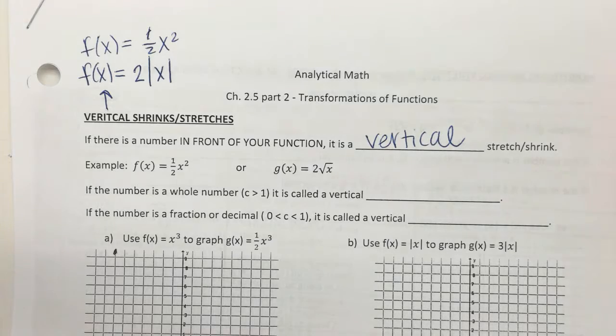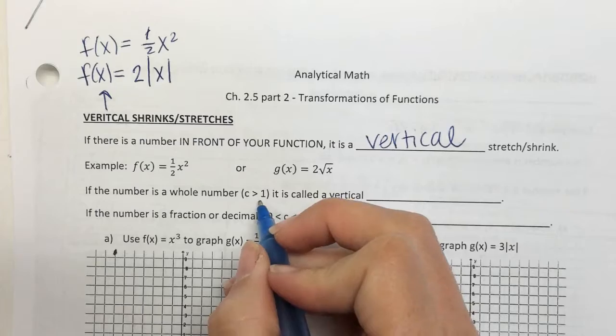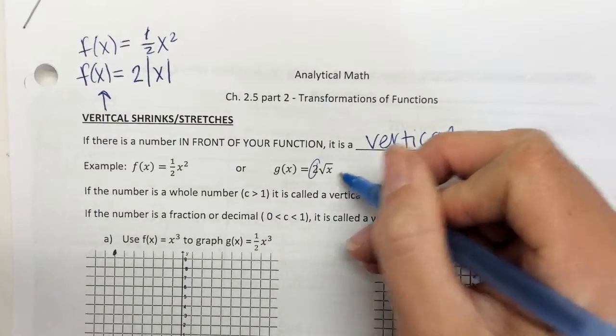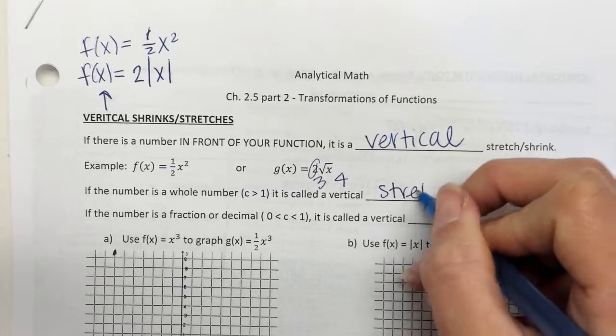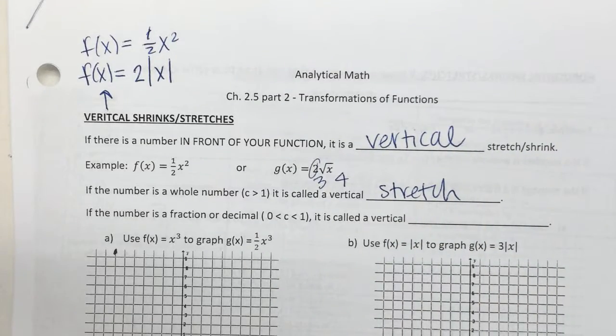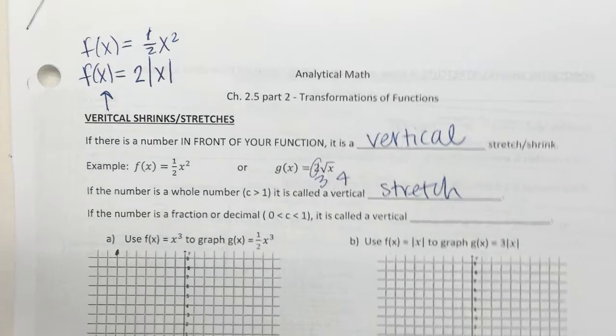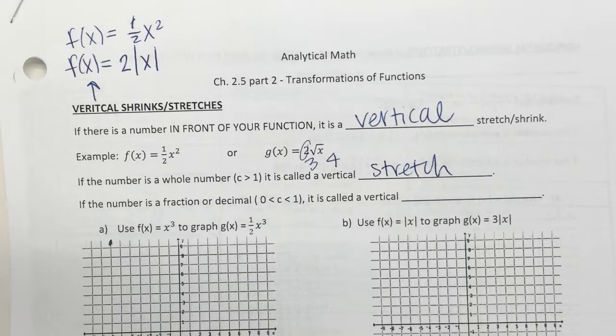Good. Okay. Now, if it is greater than 1, so if it's a number like 2 or 3 or 4, it's going to be called a vertical stretch. So think big number, it's going to stretch it out. Now think about, what does it mean to be vertically stretched? What is that going to do to our graph? It's going to make it bigger.